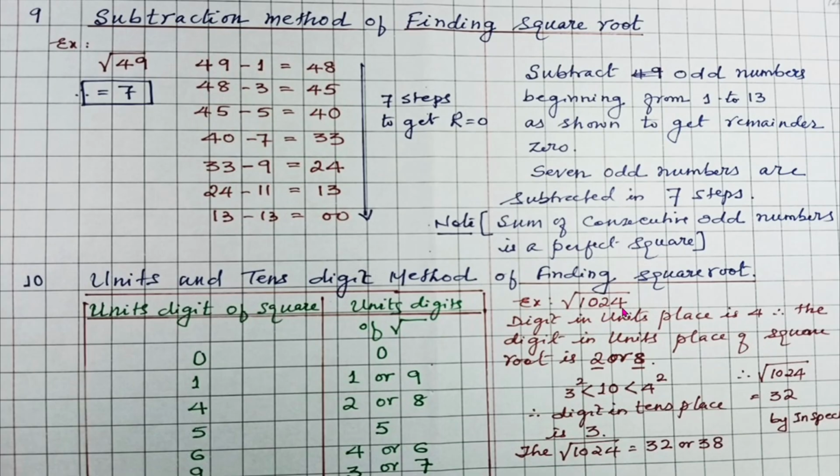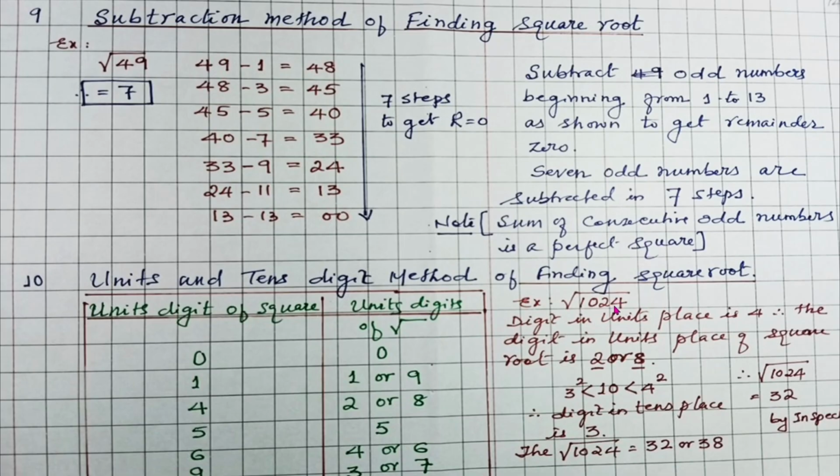Now let us take the first pair. The digit in the units place of this number is 4. Now if it is 4, then the digit in the units place of the square root will be 2 or 8. The digit in the units place of the square root is 2 or 8. Please remember, it can be 2 or it can be 8. Now let us decide whether it will be 2 or 8 later.